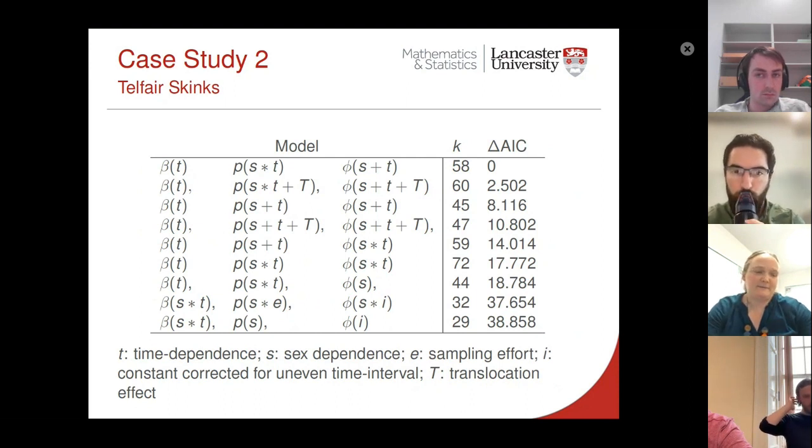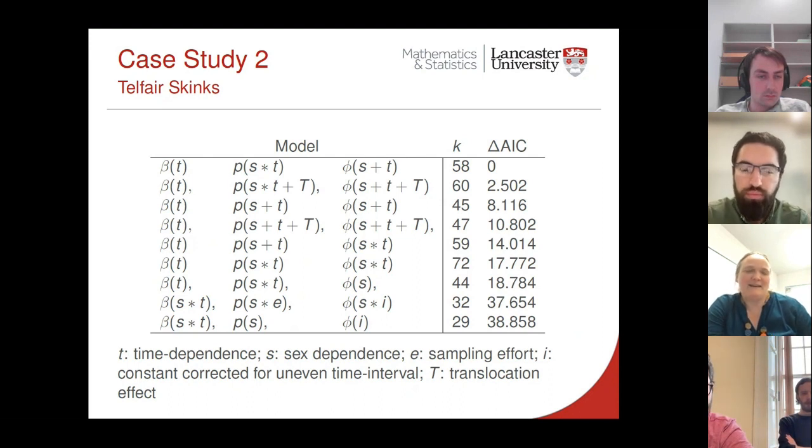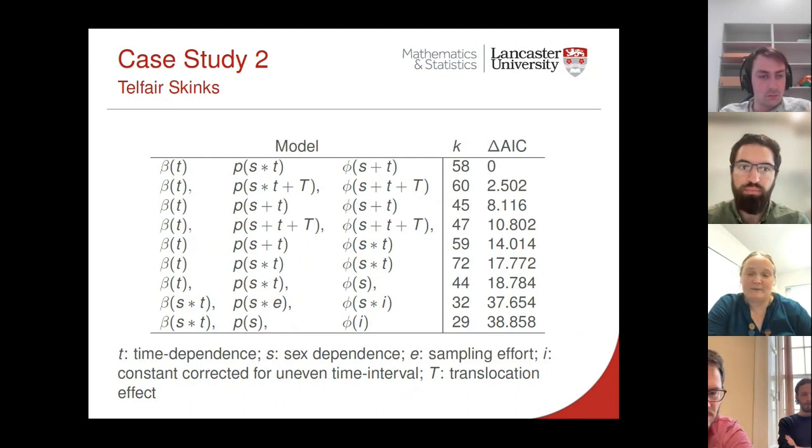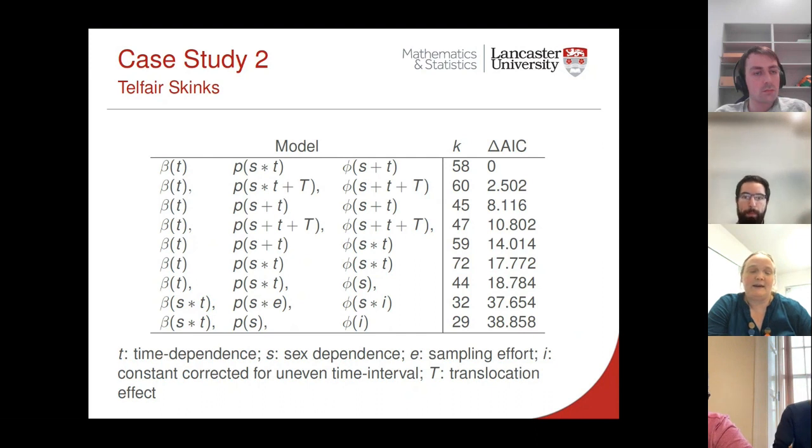We've fitted, or I should say Faye has fitted, numerous models. This is just a snapshot of the top ranked models. We've considered lots of different parameter structures, so time dependence, sex dependence, and accounting for sampling effort, so how many nights sampling had been taking place. I mentioned there's an uneven time interval, so we looked at accounting for that, but allowing survival to be constant and things like that. We also included potential effects for whether translocated individuals have lower or higher survival or capture compared to wild-born individuals.